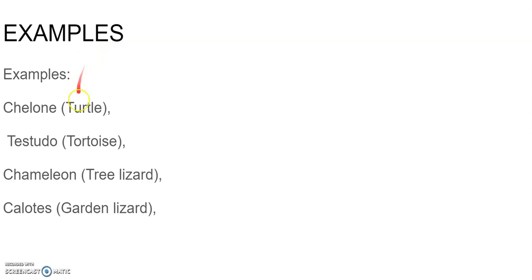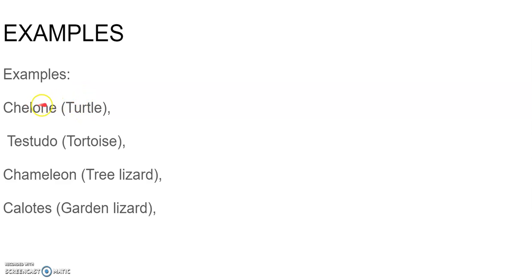Now look at the examples. Chelone, turtle; Testudo, tortoise; chameleon, tree lizard; Calotes, garden lizard. Okay, now reverse.